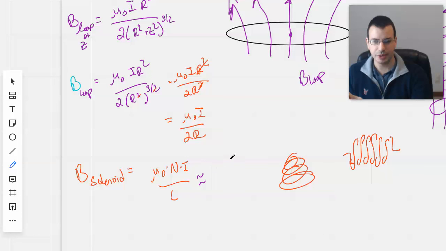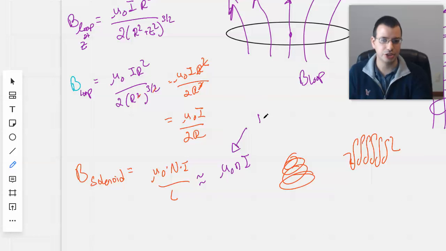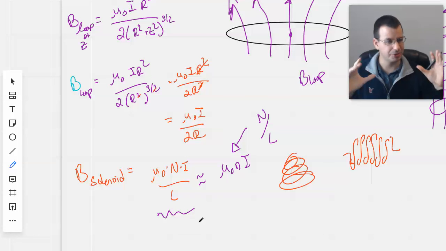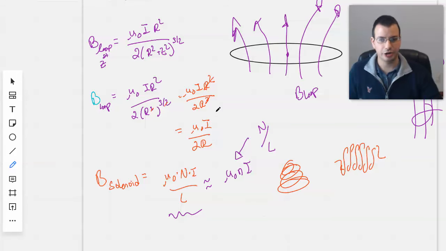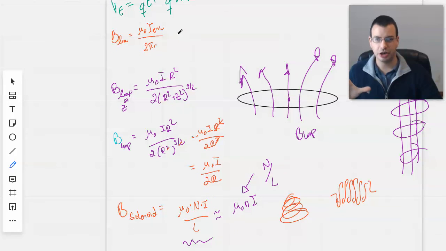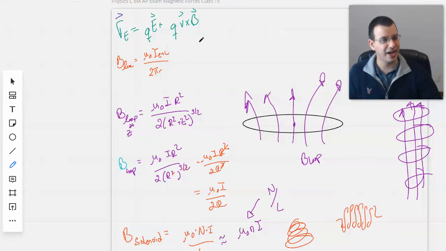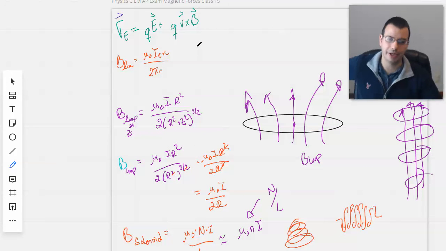Sometimes you'll see this written as mu naught I n, where n is assumed to be the linear density, which is just number of loops divided by L. But I like this way of drawing it out a little bit more because it feels more obvious to me and harder to make mistakes. So I guess maybe 5 equations you need. I know it sounds like so many.